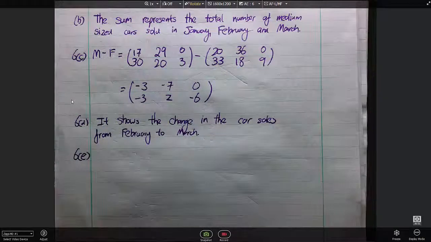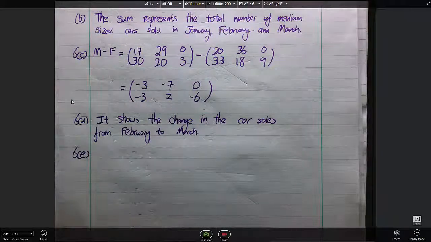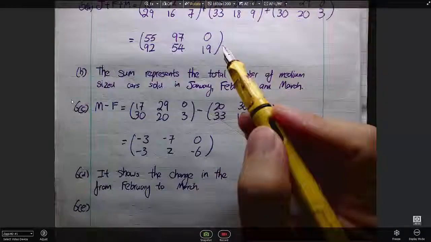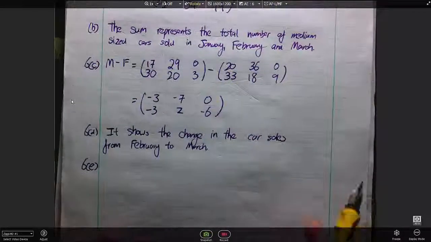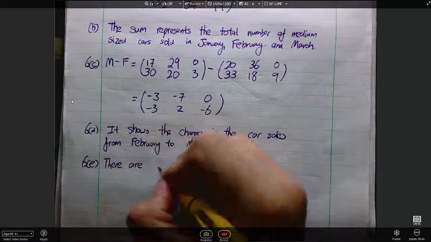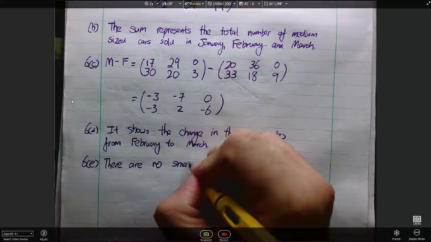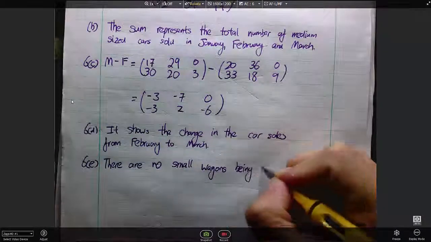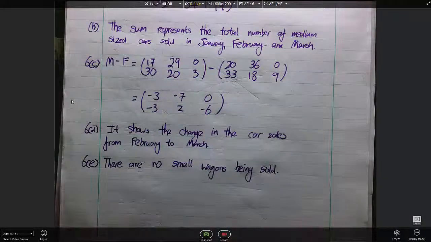And finally, why is the first row and the third column of each of the matrices 0? It shows that there are always 0s here, 0, 0, 0. One reason could be that there are no small wagons being sold. So basically it just means that they do not build wagons that are small. And that's it for exercise 3.2. Stay tuned for 3.3.